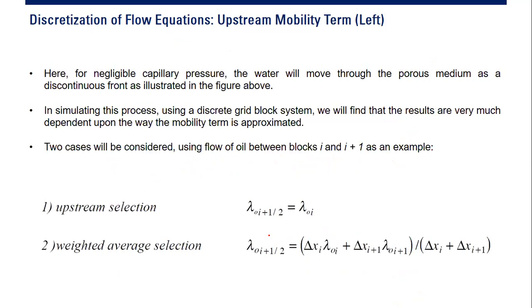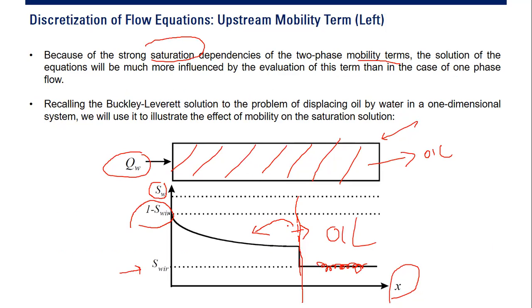Here, for negligible capillary pressure, the water will move through the porous medium as a discontinuous front, as illustrated in the figure. So it's like a discontinuous front. You can see by looking at this front, it's discontinuous. In front of the front, we have high oil saturation, and the water is at irreducible water saturation.